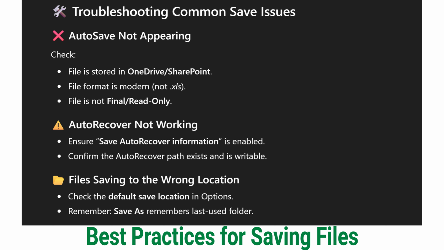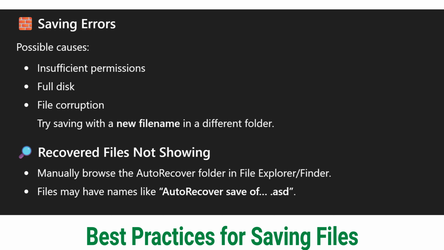If you're getting errors when saving, the problem might be file permissions, a full disk, or a file that has become corrupted. Try saving with a different file name in a different location. If that works, the issue is likely with the original file name or location. If recovered files aren't showing up after a crash, check the AutoRecover file location manually through File Explorer or Finder. The files will have unusual names like AutoRecover save of budget.asd, but they can be opened directly in Excel.